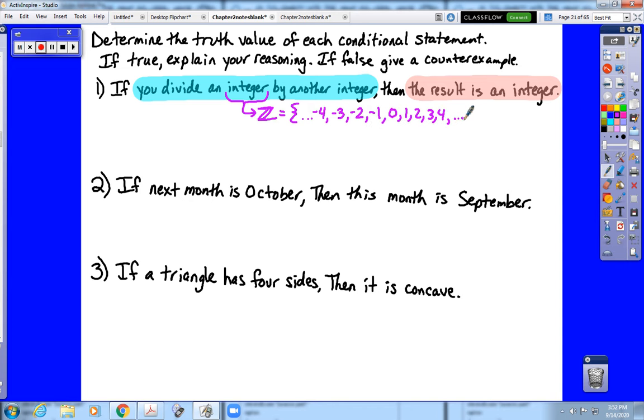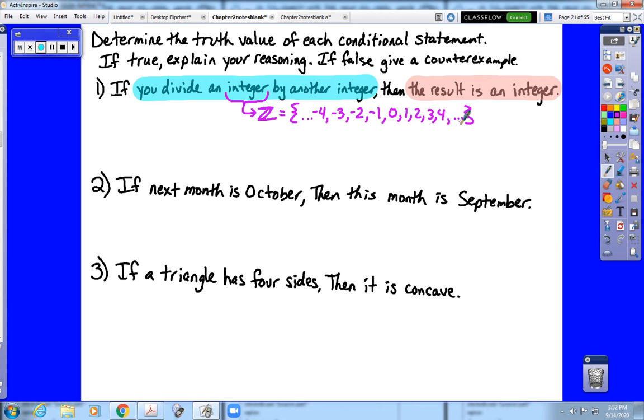So this set here is showing the integers. So that's what we mean when we say integers. When we talk about the overall truth value of a conditional statement, we are not necessarily looking at whether the hypothesis is true or false so much as we're looking to see whether or not the hypothesis is possible. If it's possible, then it's true.